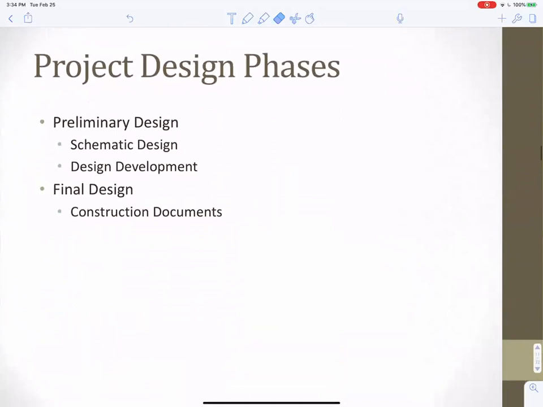The design phases, we're going to break up into 3 parts, and 2 of them fall under preliminary design and 1 is under final design. We'll talk about schematic design, design development, often abbreviated just DD, and construction documents. This course in structural concrete will cover only this. We won't be doing the schematic design, and unfortunately, we will not be producing construction documents.